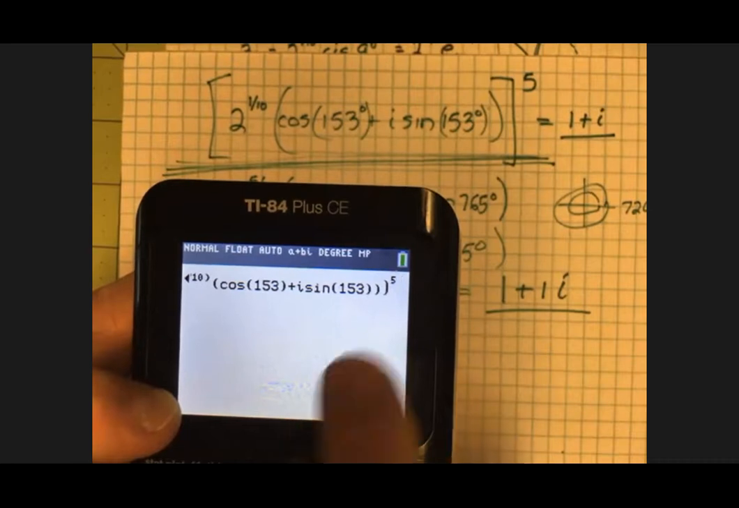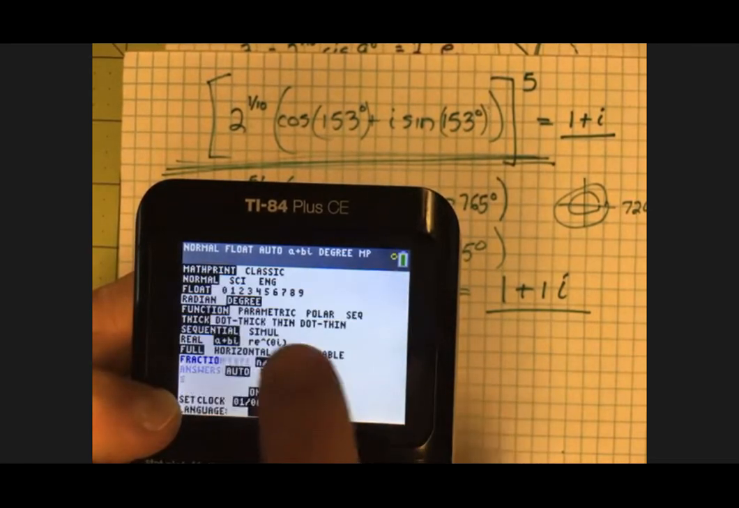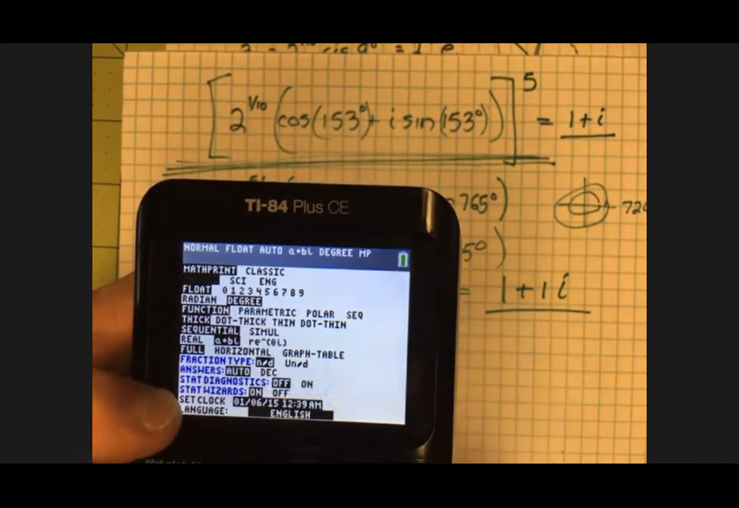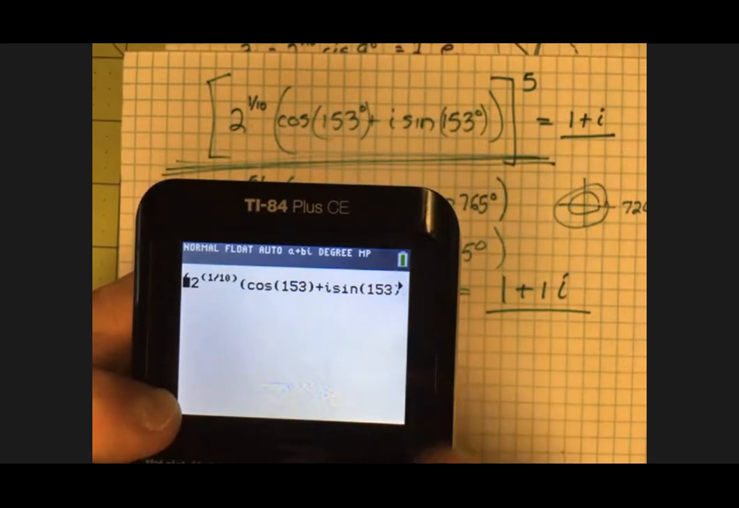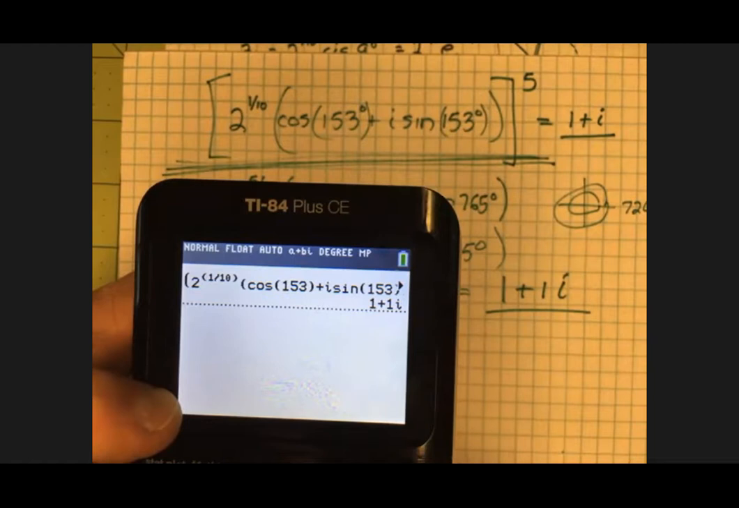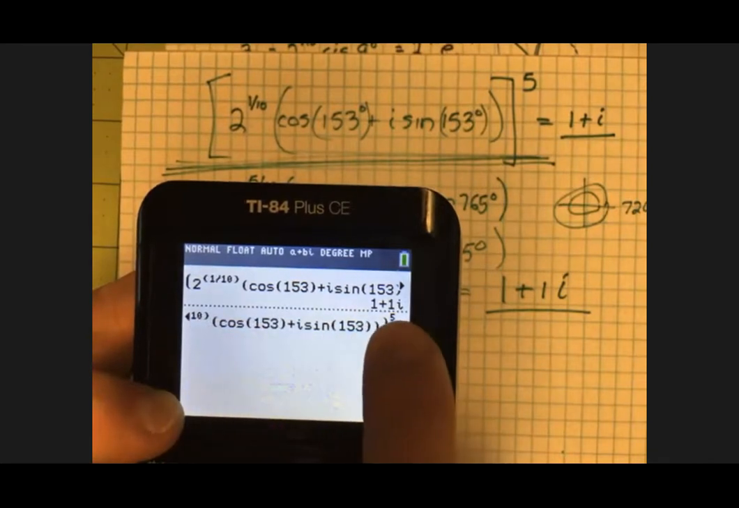Now, a second ago, I went back to radians. I want to use degrees here. So let's make sure we're in degrees. Okay, we're in degrees. So let's see what happens if I raise that to the 5th power. Look at that, exactly 1 plus i. You can't even fit that whole thing on one line. But if you raise that to the 5th power, you get 1 plus i.